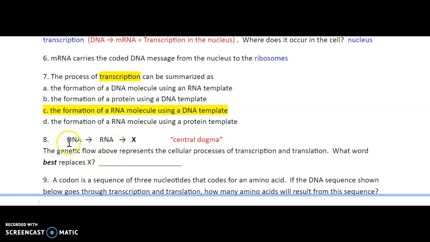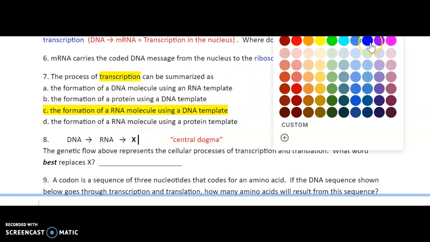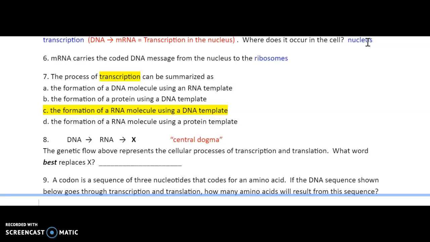So we use DNA as our template to make our mRNA. From our mRNA, our ultimate goal is to make a protein. So that X right there is representing the protein. I'm going to put it right there because that's what it should look like. It should say DNA to RNA to protein. That's the short version of protein synthesis, DNA to RNA to protein. So what best replaces that X? The X is best replaced by protein.